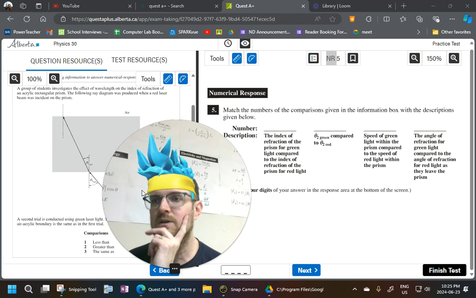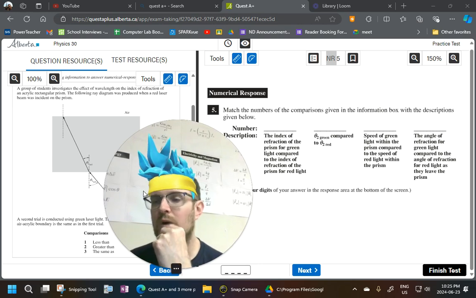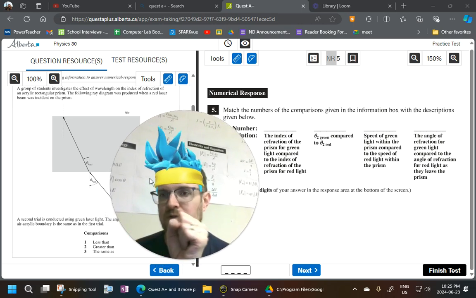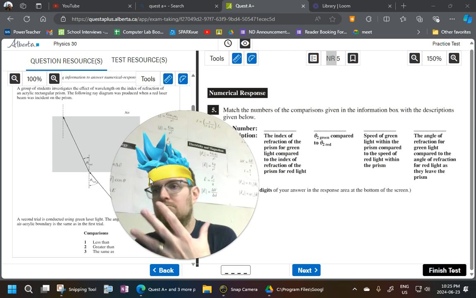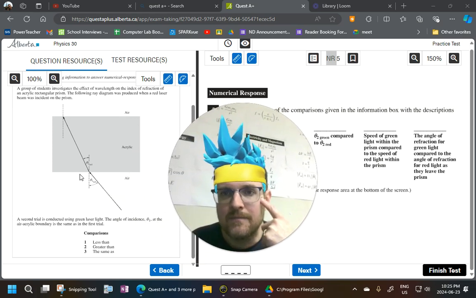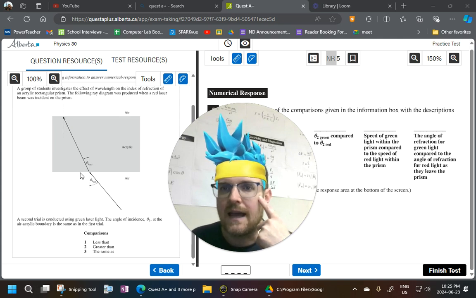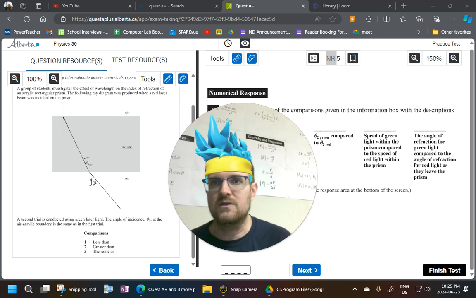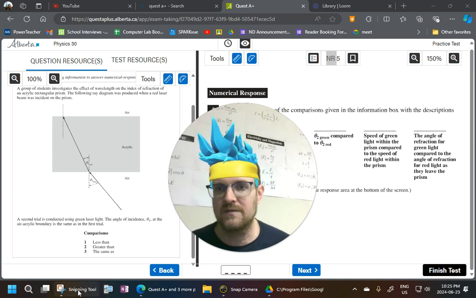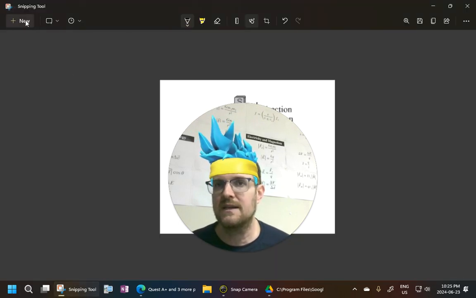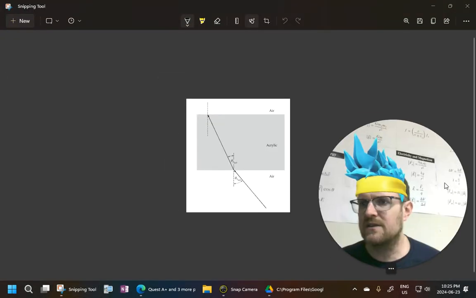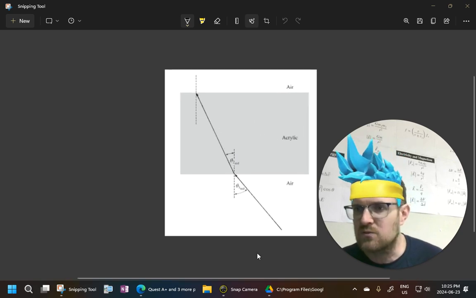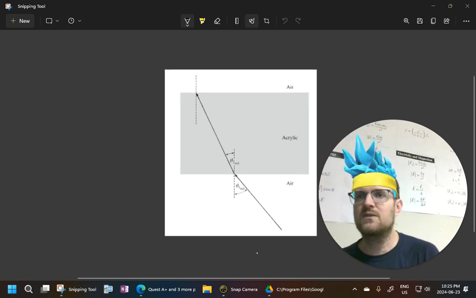The index of refraction for the prism compared to the red light. Okay. So index of refraction is kind of related to the speed, right? So I can see here, as the red light goes in, it slows down. If I were to draw a color picture of what this looks like, right now this is the red light. That's what it says there. It's hard to read, but it does say red.